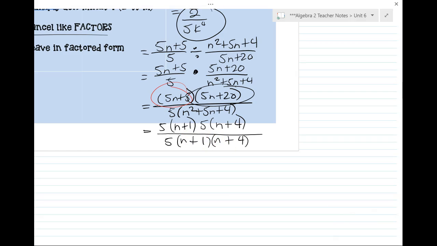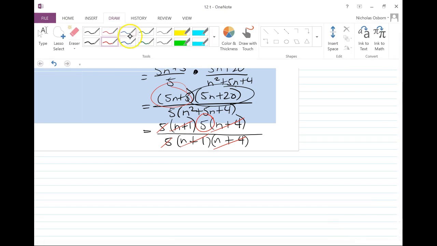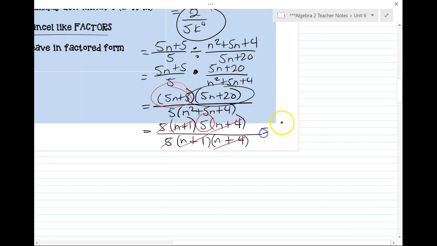Now the last step is just canceling the like factors. So let's start with the top left. I have a 5 here and a 5 here. I have an n plus 1 here and an n plus 1 here. I don't have any more 5s to cancel out, so I have to leave that 5 alone. And then I have n plus 4 here and n plus 4 here. And the only thing I'm left with is a 5 on the top. And that is just 5. And that's it.